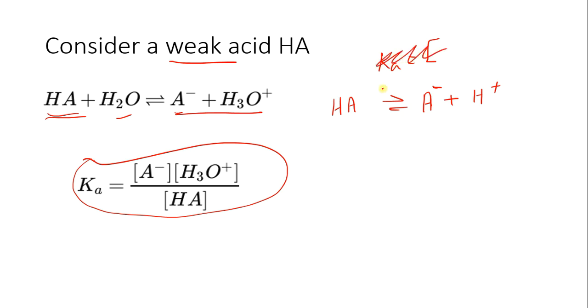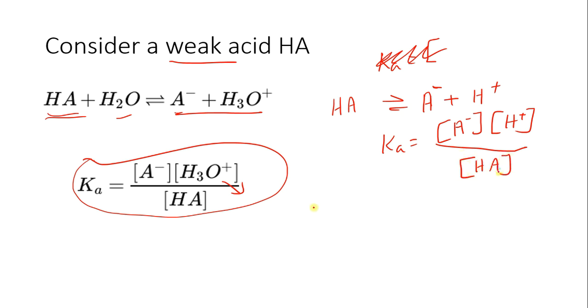So if I write the Ka now, it looks much simpler. You've got the A minus concentration, and then you've got the H plus. Instead of H3O plus, I just write H plus, and then divide that by the undissociated acid HA, right? Now, things to notice. I have just left the H2O out.